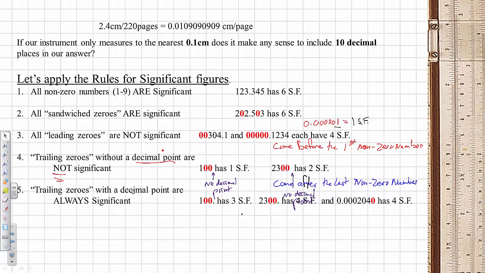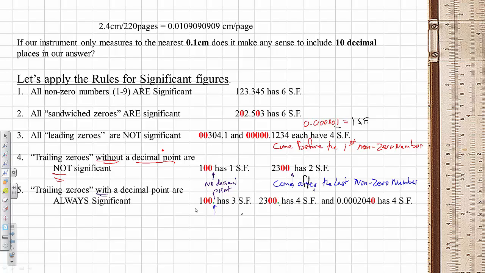Trailing zeros with the decimal point. So first it was without, and now it is with the decimal point. These guys are significant. Actually, let me clean this up a little bit. Get that off of here so we can see what's going on. All right, notice the decimal point in green. If we include the decimal point, then these guys are significant.